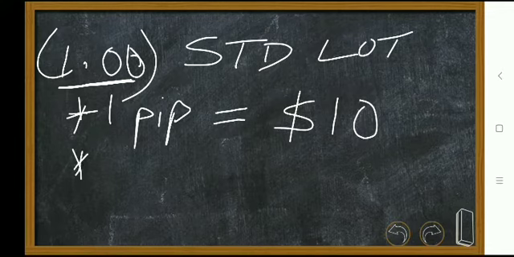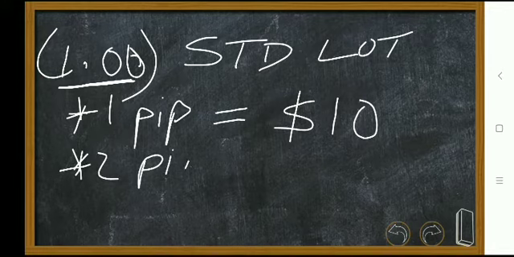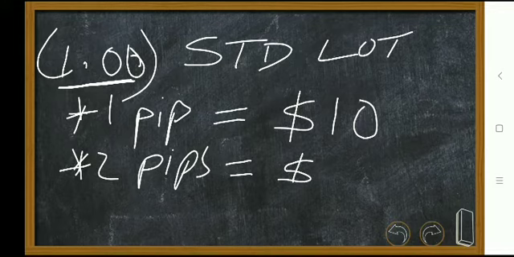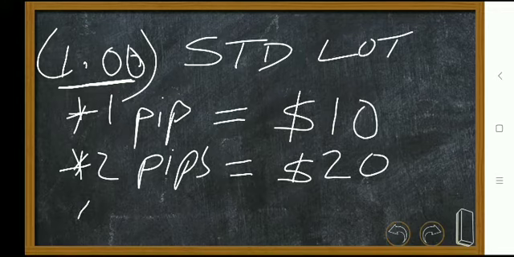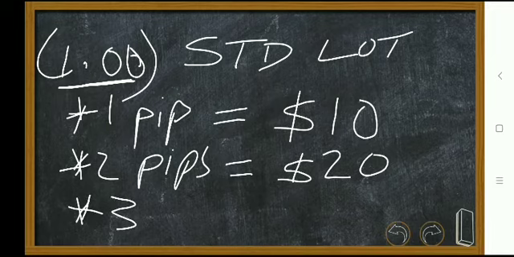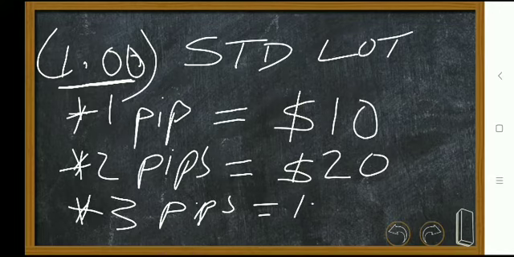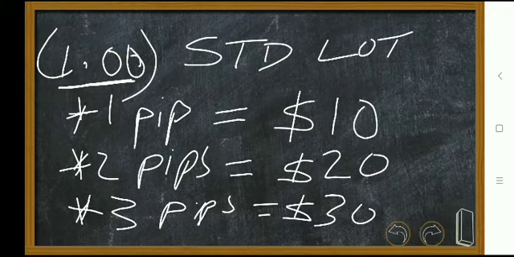Then two pips for one standard lot would be equivalent to $20, just like that. And three pips will be equivalent to $30. So this is for the standard lot. Now we move over to the mini lot.